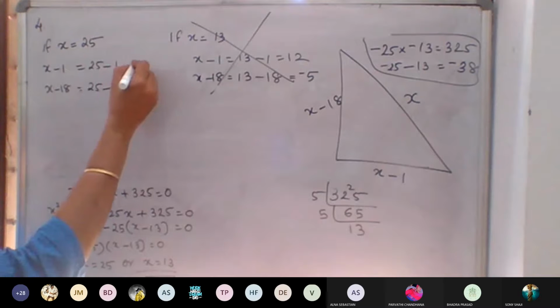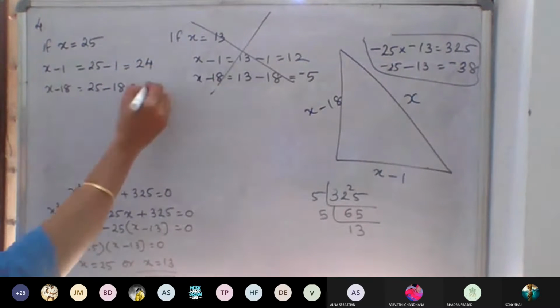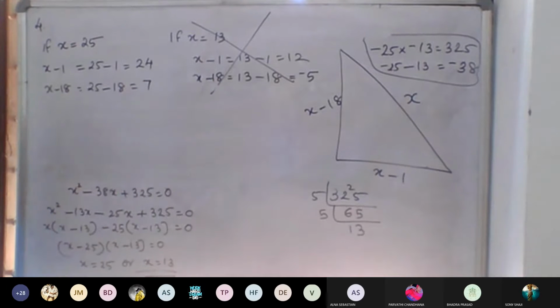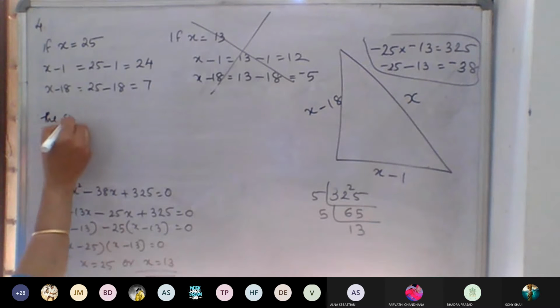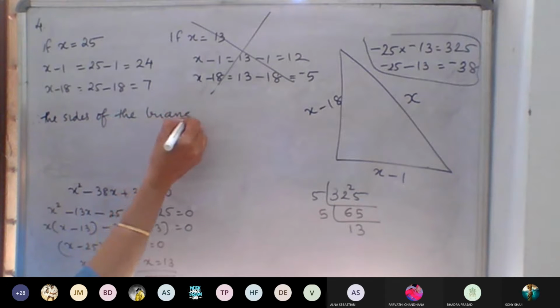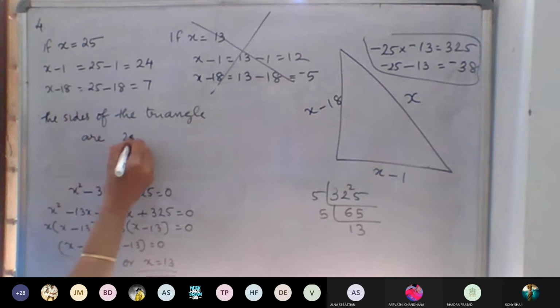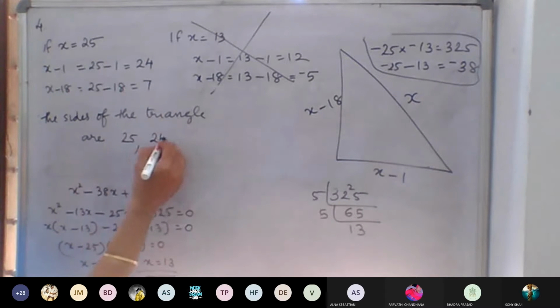So 25 minus 1 is 24. Then 25 minus 18 is 7. Therefore, the sides of the triangle are 25, 24 and 7.